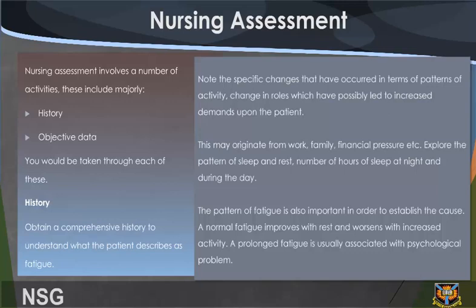1. History. Obtain a comprehensive history to understand what the patient describes as fatigue. Note the specific changes that have occurred in terms of patterns of activity, and change in roles which have possibly led to increased demands upon the patient. This may originate from work, family, financial pressure, etc. Explore the pattern of sleep and rest, number of hours of sleep at night and during the day.